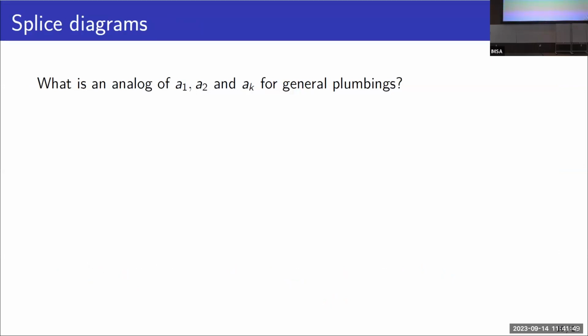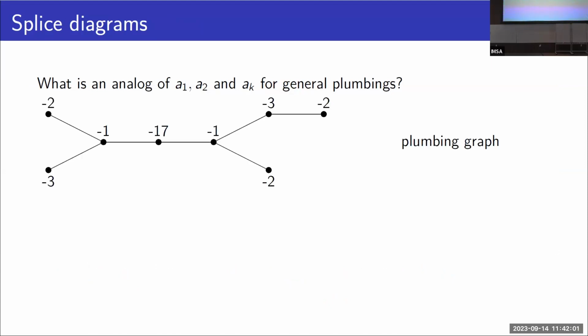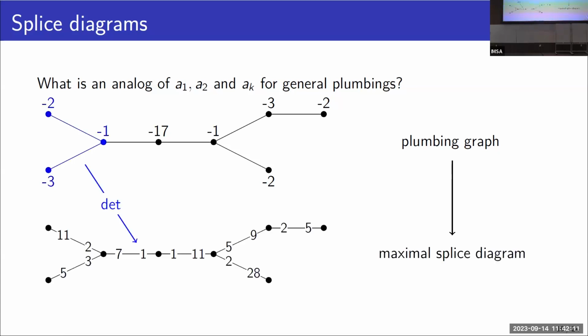Okay, so the question is, what is the analog of this A1, A2, and AK for a general plumbed manifold? Yeah, so we notice that these numbers are more important than these. There is some very funny combinatorics developed by Neumann and Wall. So we start with the plumbing graph, and we do the following thing. We take the same graph, but now we put some weights not on the vertices but on the edges, on each side of each edge.